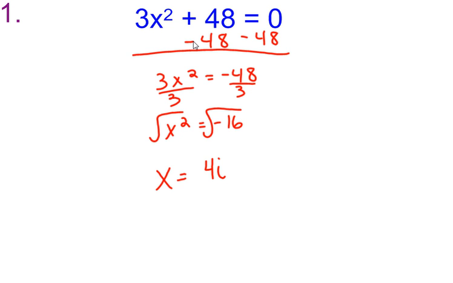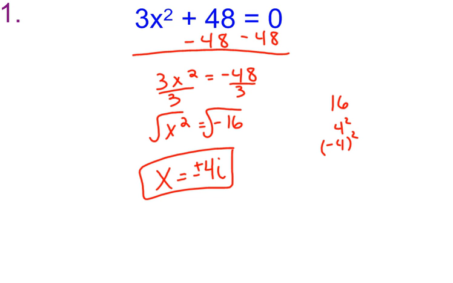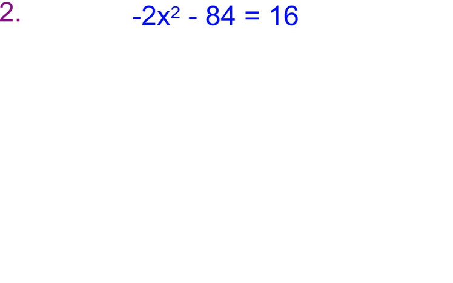The other part we might forget is that when you are solving a radical in an equation, you have to give both possible answers that would fit. For example, if I'm looking to make 16, 4 squared works, but so does negative 4 squared. So we have to give both answers here. So I would always put a plus or minus there. It's plus or minus 4i. And that'll happen every time you square root both sides of an equation to solve.